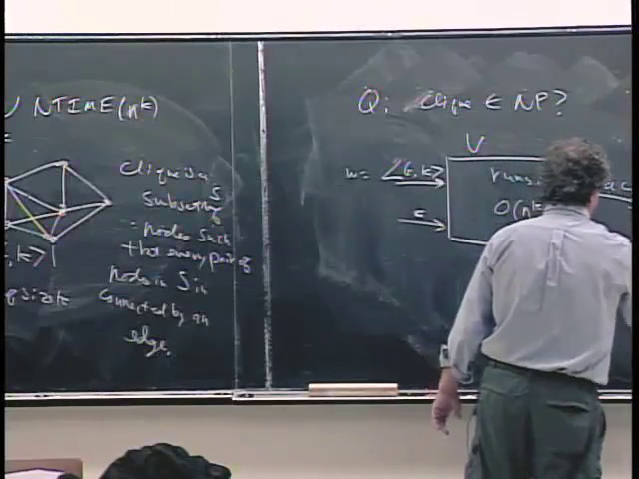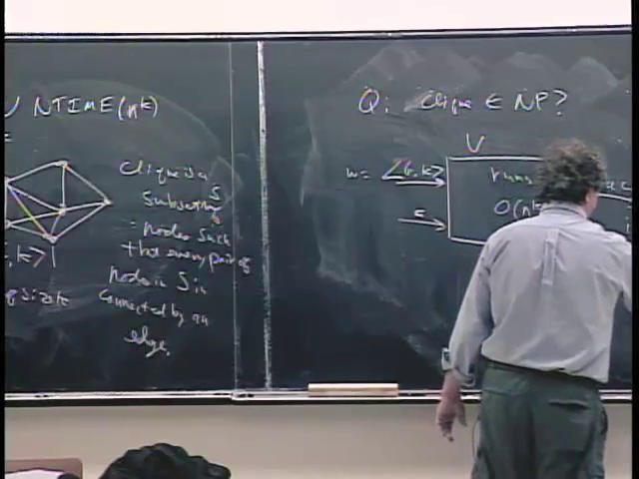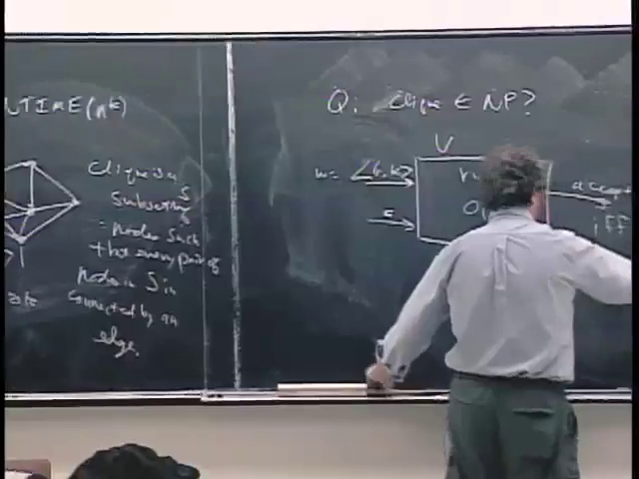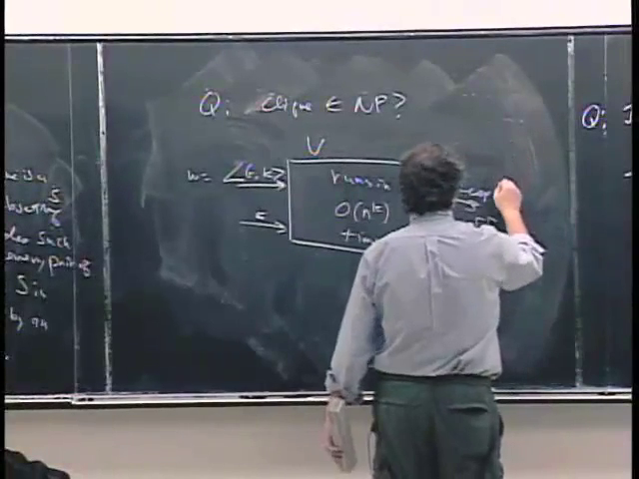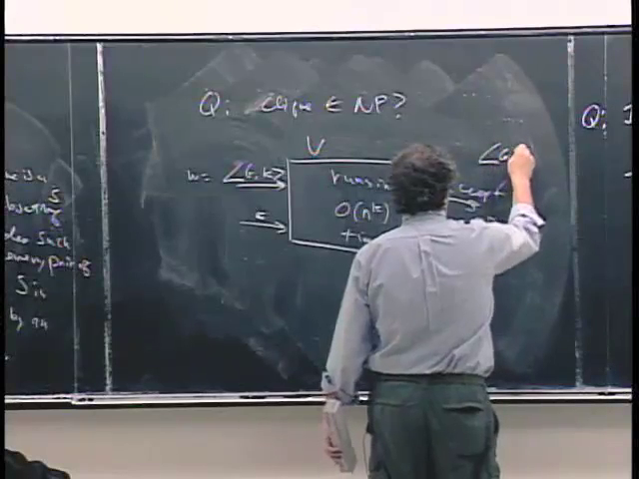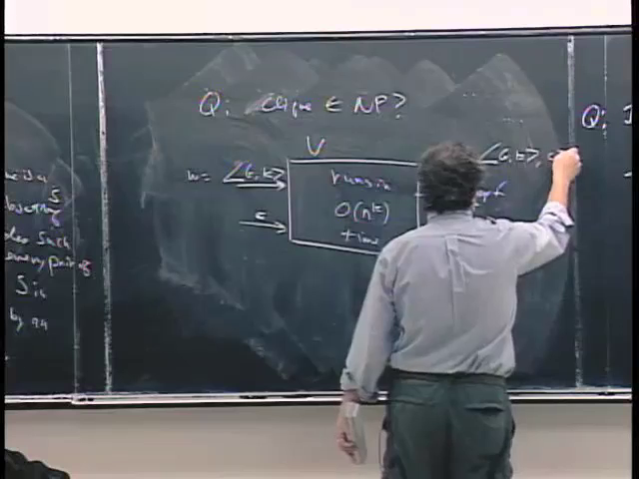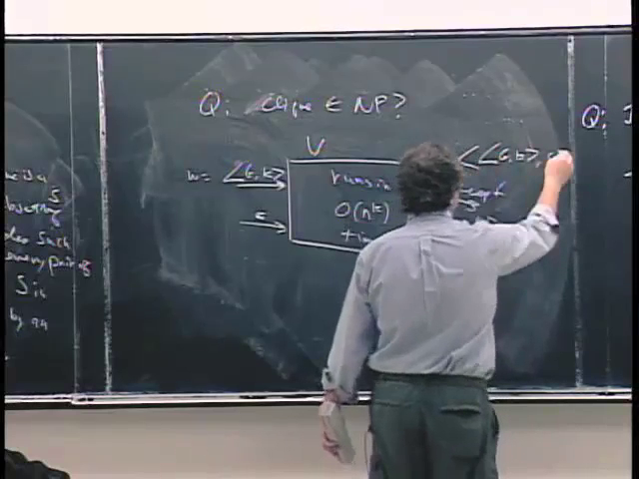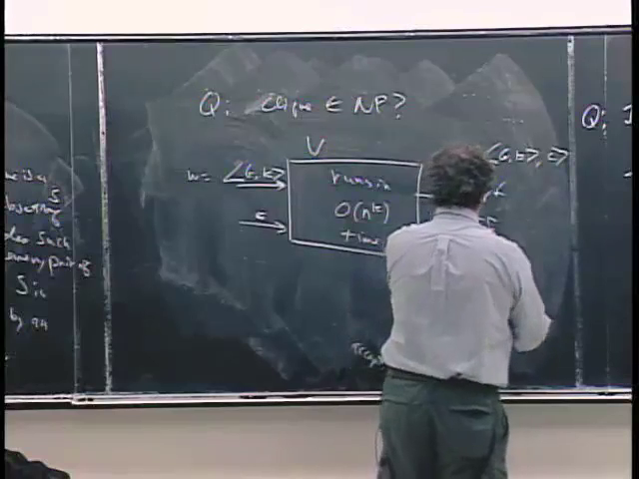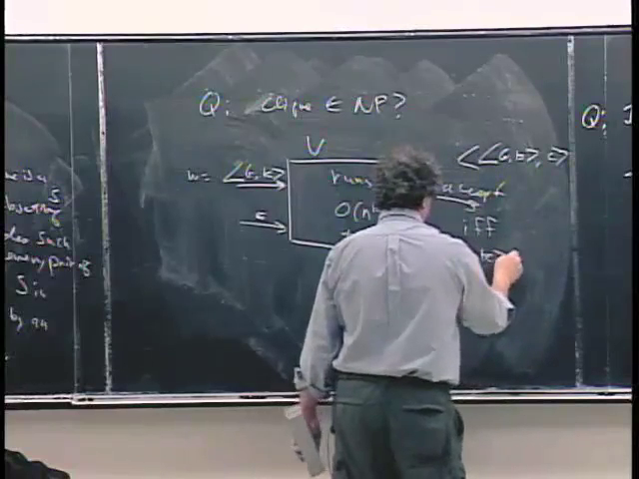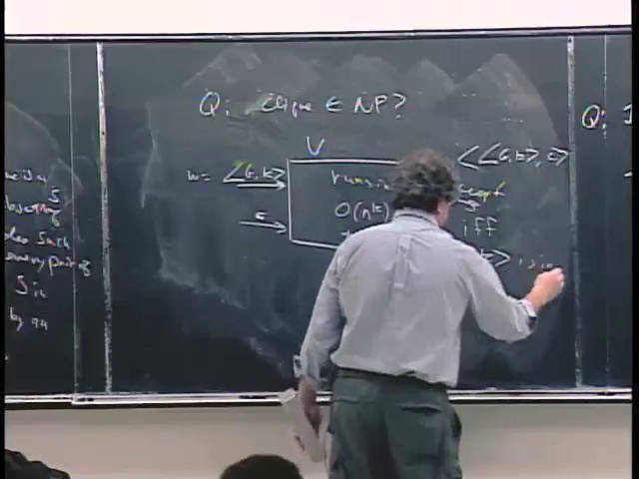G, K, if and only if G, K, C. So it accepts G, K, C if and only if G, K is in clique.